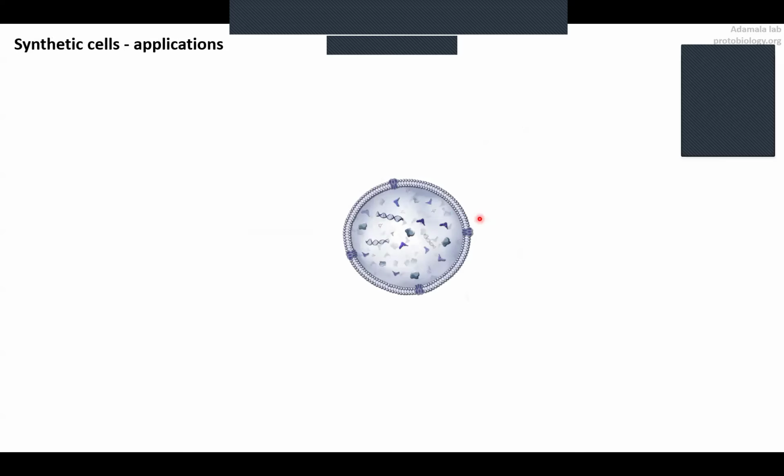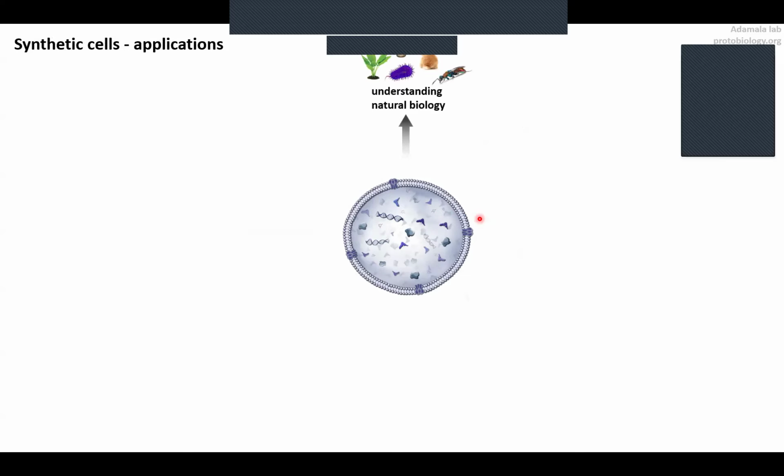And so why are we doing it? What is this good for? So this is going to be kind of a preview slide. I'm not going to show you data for any of those cool applications, but this is why people are excited about this field. One is we're making synthetic cells so we can better understand natural biology.